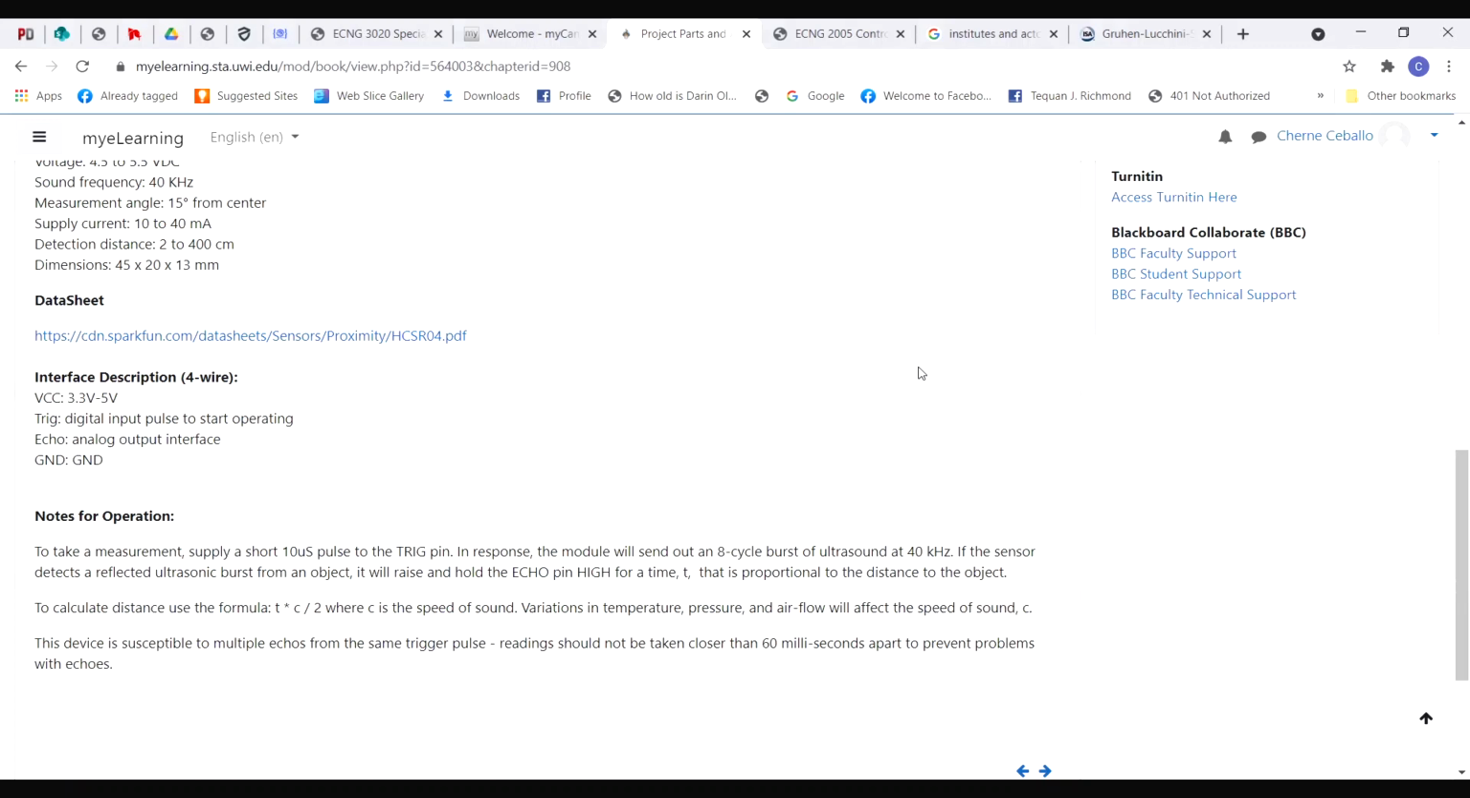When we say the module, what exactly are we referring to? We're referring to the sensor module, because this page is describing the sensor.